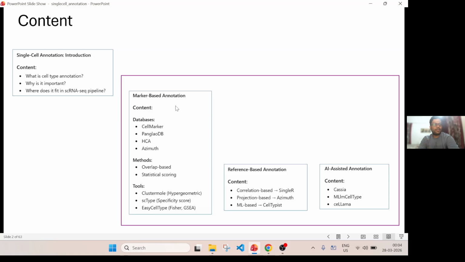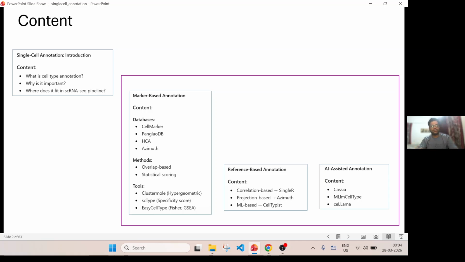And coming to marker based annotation, it's very simple. You take the markers and compare them against marker databases. So we will be covering different marker databases, followed by the approaches of comparison. We can do a very simple overlap based approach, or we can use some statistical method to find out the actual cell type.